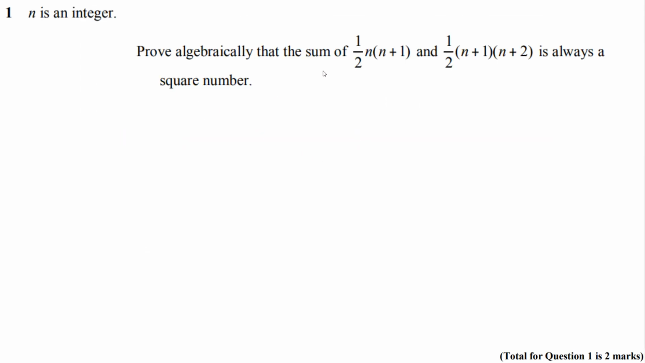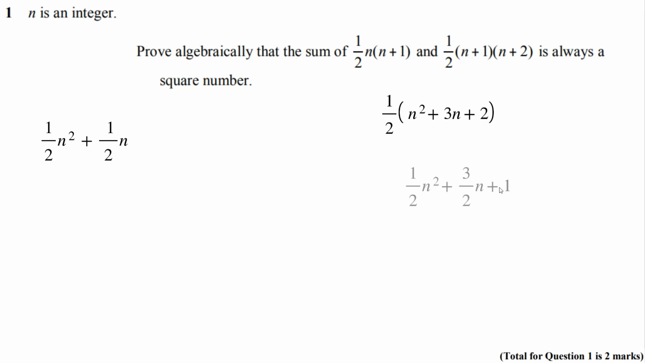Prove algebraically that the sum of this and this is always a square number. When you get a question like this, the first thing you want to do is expand. If you can expand in a question, just do that. Here you'll get half n squared plus half n. And then here, just expand the inside to get n squared plus 3n plus 2, and then a half of all of that. Then just distribute the half, so it'll be half n squared plus 3 over 2 n plus 1.